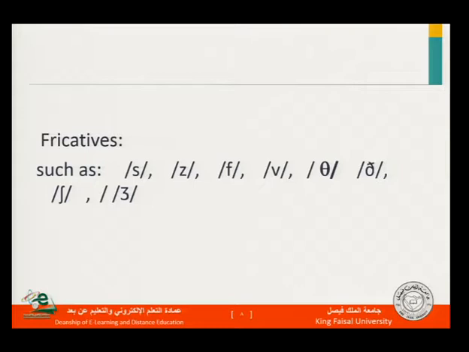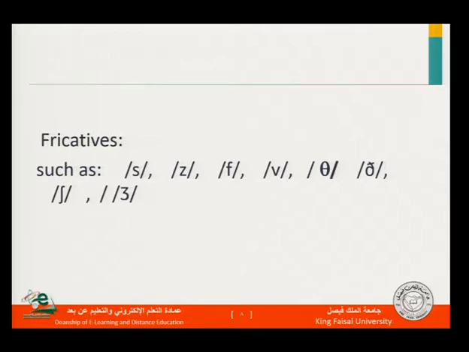We make friction while the air is passing through the two articulators, whether they are the two lips, or for example the tip of the tongue and the alveolar ridge. If you say z or sh or j, it is not stopped. But if I say ta, it is stopped completely. The fricatives are the S, the Z, the F, the th, the sh, and the j.